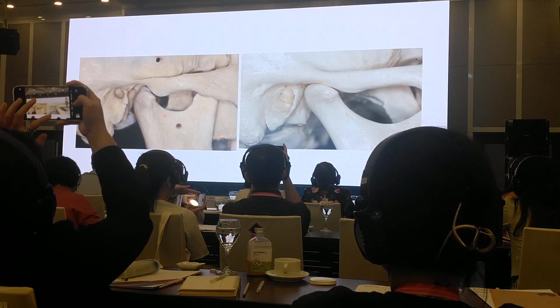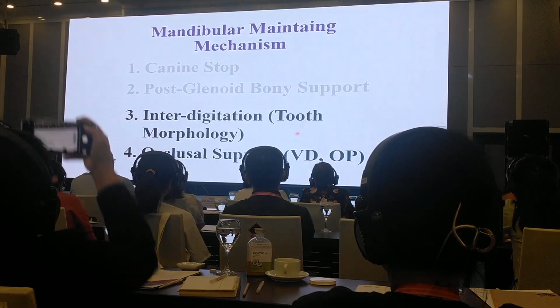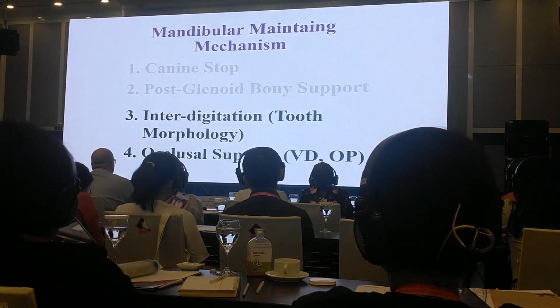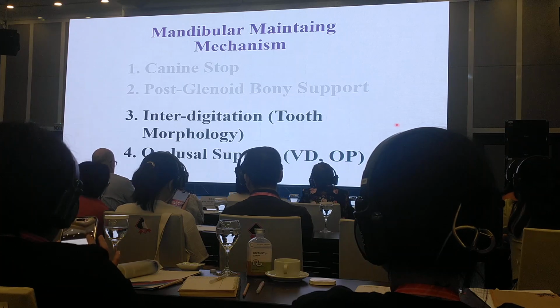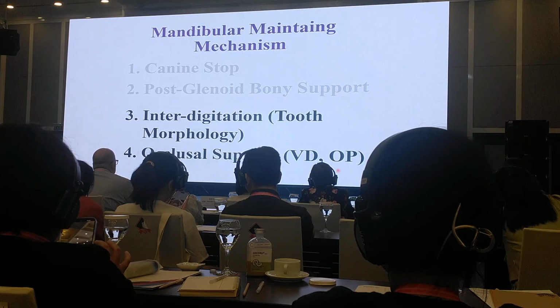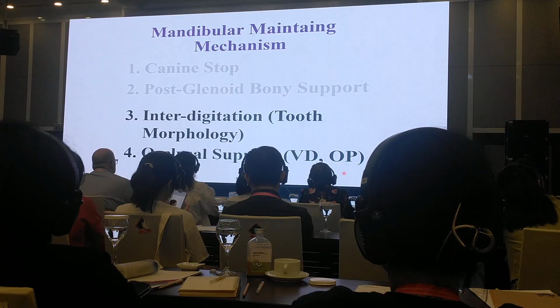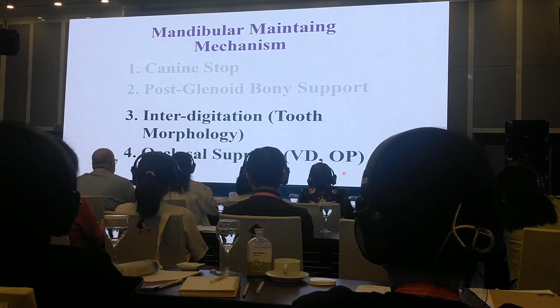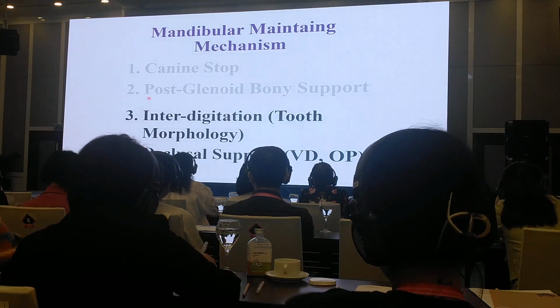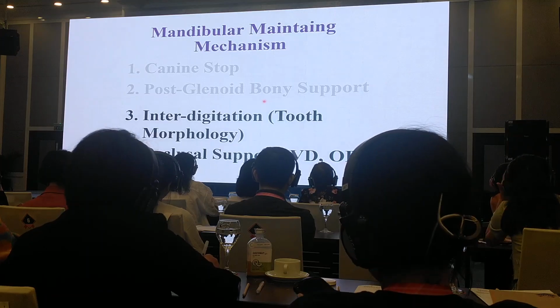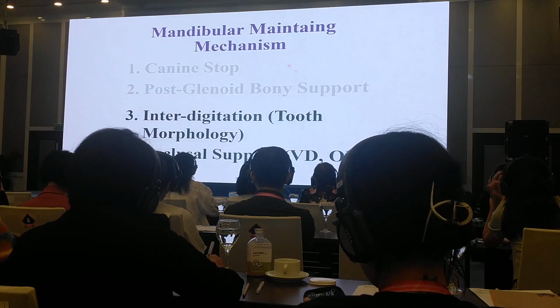This is class 1. But so, this is a very, very important growth and development. Increase vertical dimension, area of occlusal reference, then make occlusal support. This protects the joint. But how about this post-glenoid bony support? We lost it here. This one.